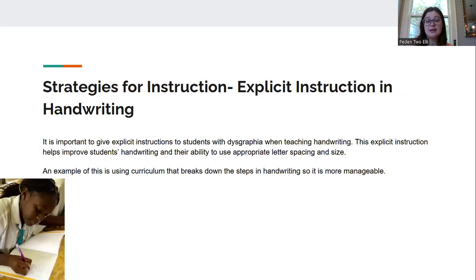Another thing is that they need explicit instruction in handwriting. The explicit instruction helps improve students' handwriting ability, and it also helps them work on their appropriate letter spacing and letter sizes. An example of this is using a curriculum that breaks down the steps of handwriting, so it's more manageable. So you practice things like the letter slant, letter height, or writing lines horizontally, and things like that.